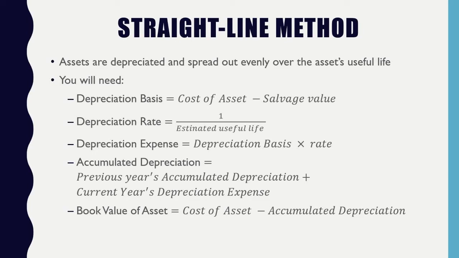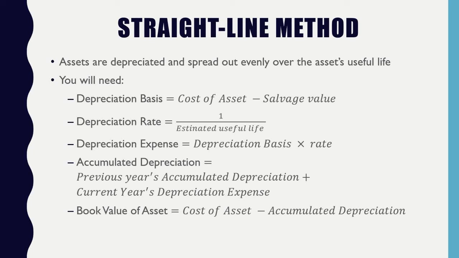Straight line is in a sense where you are going to depreciate at a constant rate. So in this case, we're going to take our asset, and we're going to depreciate it evenly and spread the cost evenly throughout its entire lifespan. That means we're depreciating the same amount every single year.